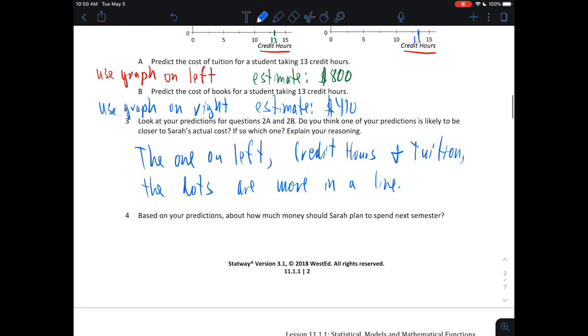Number 4, based on your predictions, about how much money should Sarah plan to spend next semester? Well, she would need to spend money on tuition, plus her book costs. And we're only considering those two things. Obviously, going to school takes more than just that, but that's all we're focusing on because that's all that they asked the other students about. Her estimate for tuition, about $800. Her estimate for books, about $410. So this comes to a grand total of $1,210.